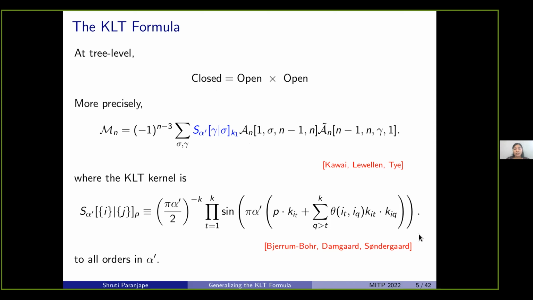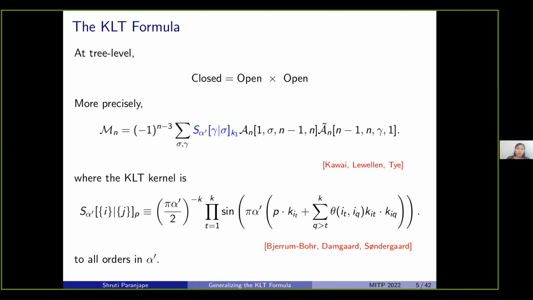And I just want to point out here that this is sine of something which is alpha prime times something else, right? So this is a full, if I Taylor expanded around alpha prime equals 0, this has all orders in alpha prime, right? This is a complete result in alpha prime.